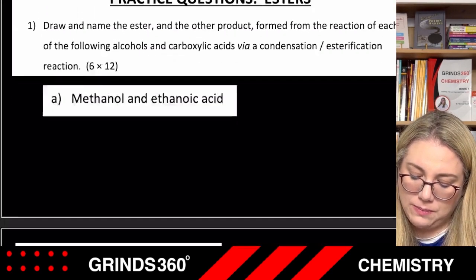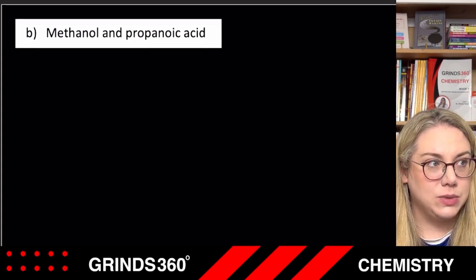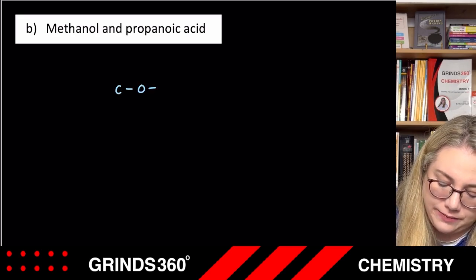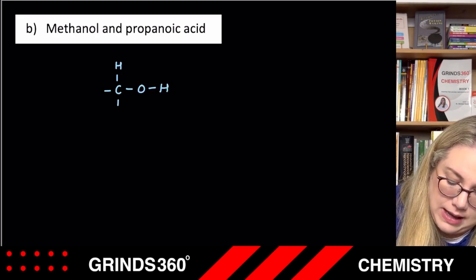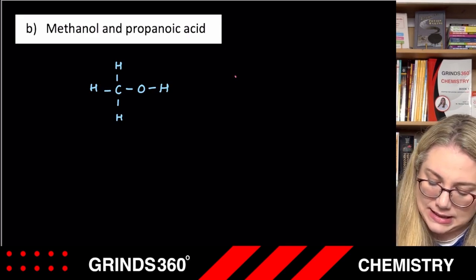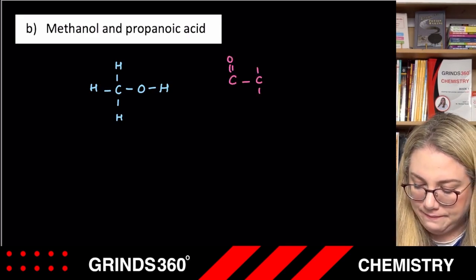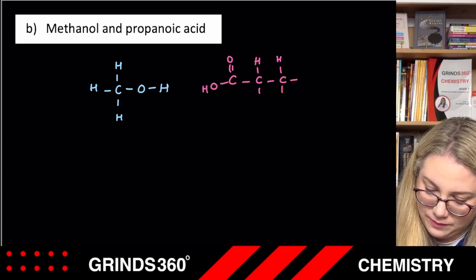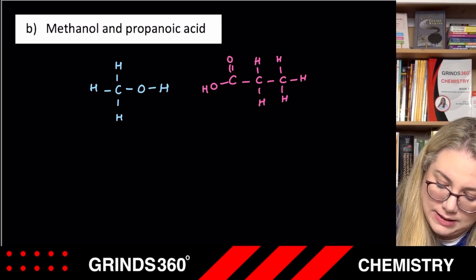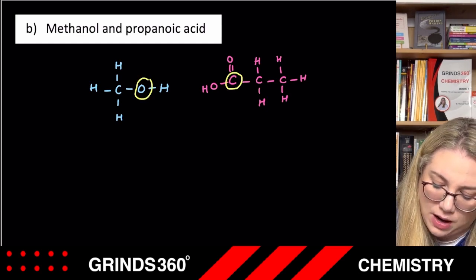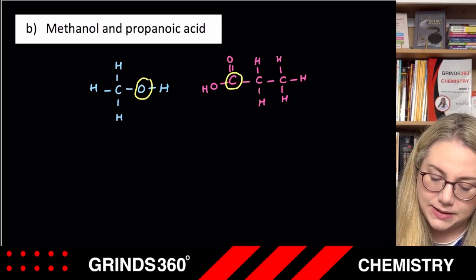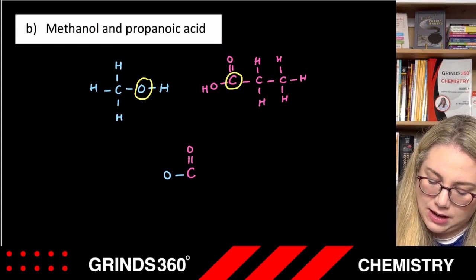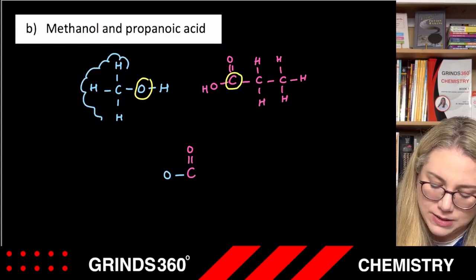Now that's your first one with methanol and ethanoic acid. My next one is methanol with propanoic acid. So again, I'm going to draw out methanol and propanoic acid. Now propan is C3. Right. The oxygen from the alcohol attaches onto the carbon in the carbonyl group of the carboxylic acid. So when we're drawing the ester, we do the C double bond O, then we single bond to the oxygen from the alcohol, and then we figure out what else we have to draw in.